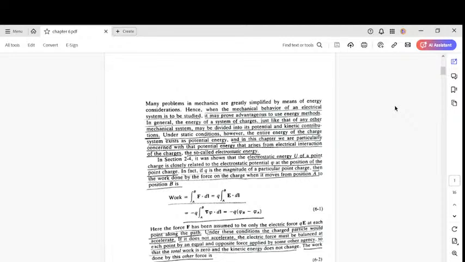And we know that F is equal to QE, and we put the value F equal to QE in this integral. Q is a constant, so we take it out of the integral and write the equation like this: Q integral A to B E dot dl.